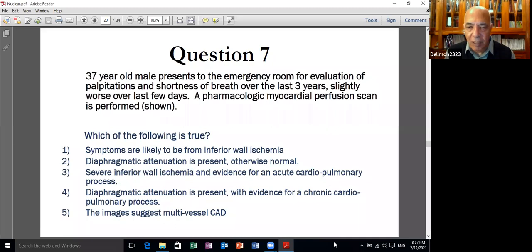Rarely actually steal occurs, in which the blood is being stolen from the ischemic area towards the normal perfused area. But the vasodilator reserve is much more prominent in the normal area than in the ischemic area. So if we give adenosine or regadenoson, then the vasodilatation will result in diversion of the blood to the area with large vasodilator reserve away from the area with minimal vasodilator reserve. And that's the way you get a differential uptake of the tracer.